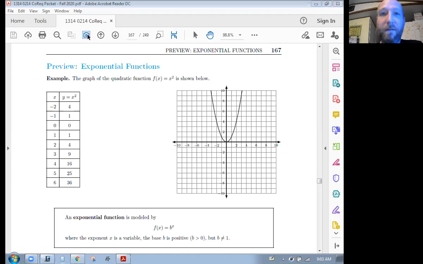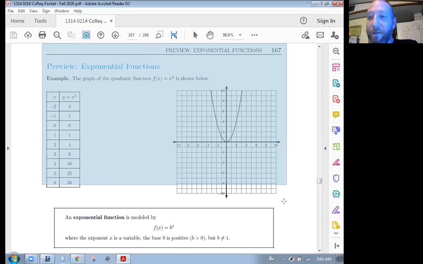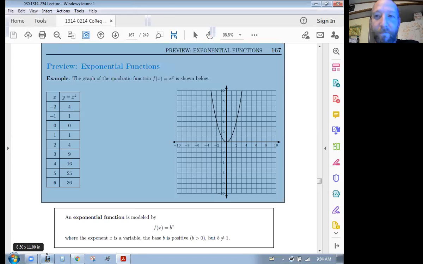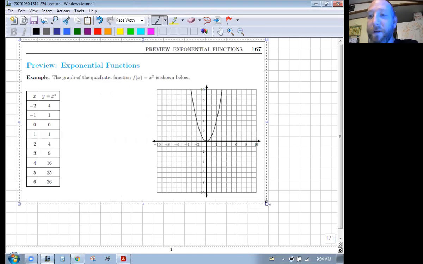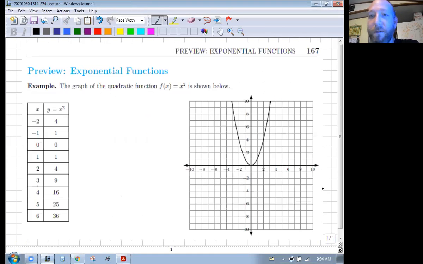See today. We'll start on page 167. We'll begin exponential functions. So we're going to start off with an example we already know, which happens to not be an exponential function.